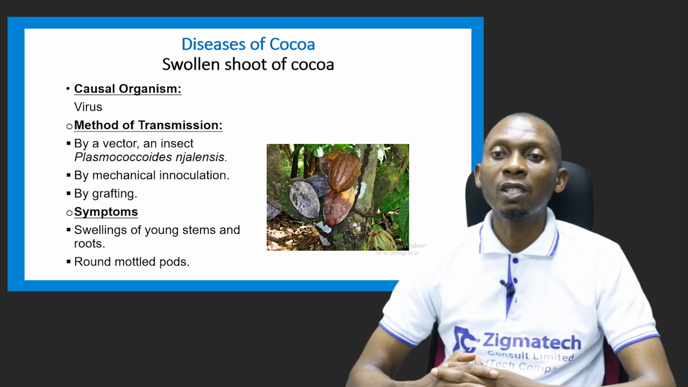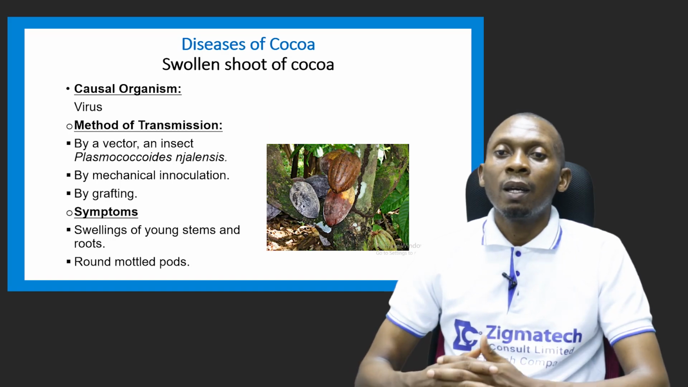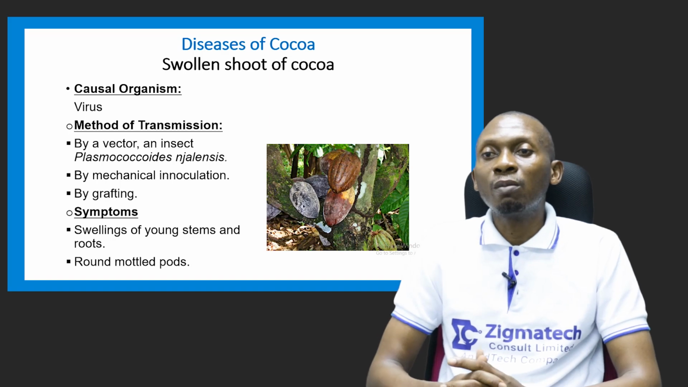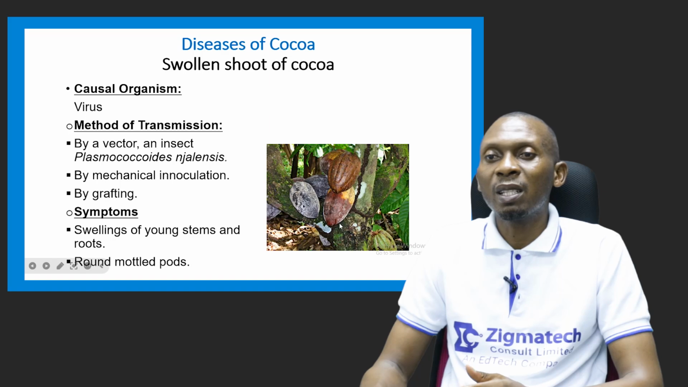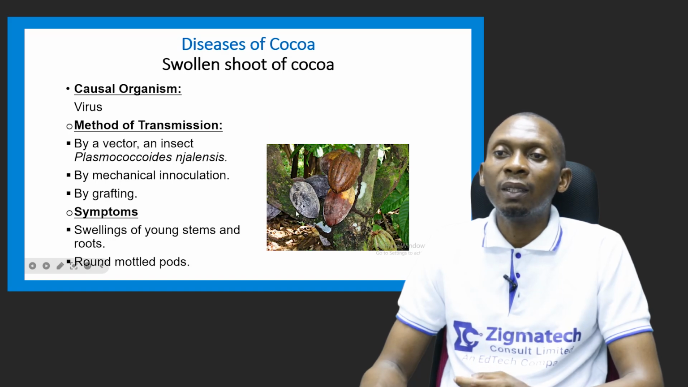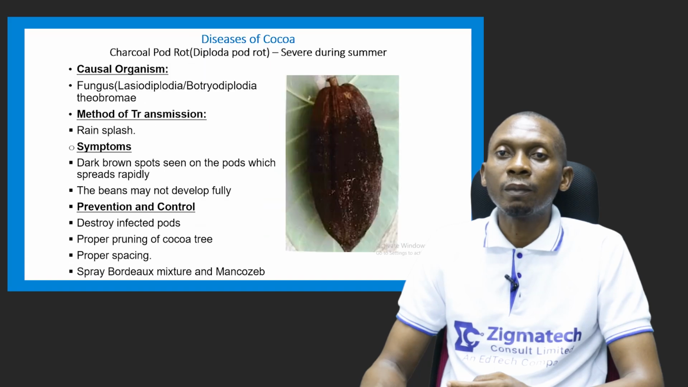Then the symptoms here are swelling of young stems and roots, and also round mottled pods. Remember, mottled has to do with the size, so the pods are usually small and round, so that's a sign of swollen shoot disease of cocoa.